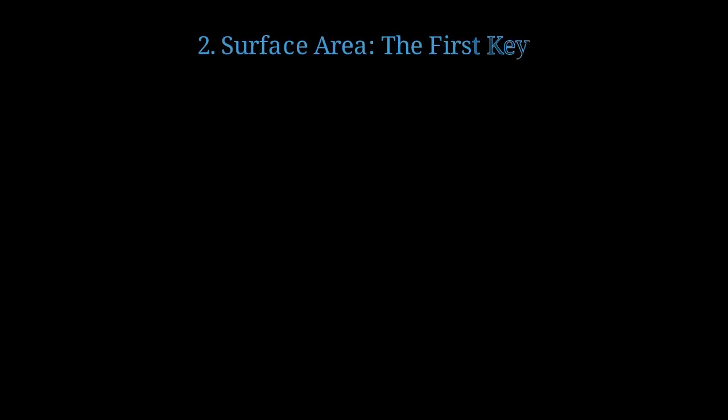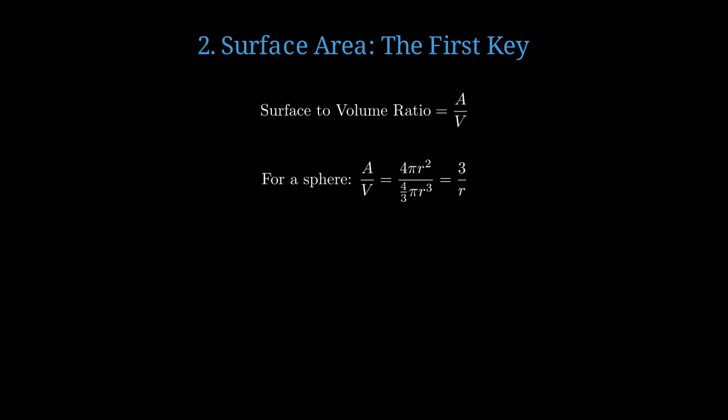The first reason for this transformation is dramatically increased surface area. The key metric is the surface-to-volume ratio. As particles get smaller, this ratio increases dramatically. For a sphere, the surface-to-volume ratio equals 3 divided by the radius. Notice this increases as radius decreases.